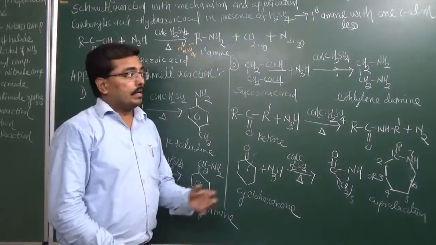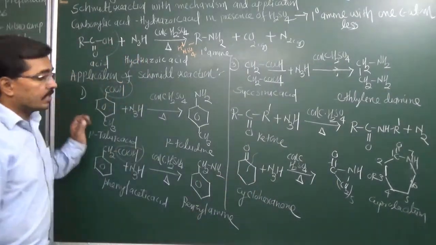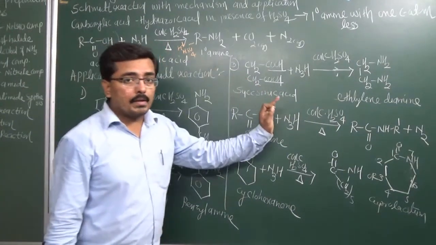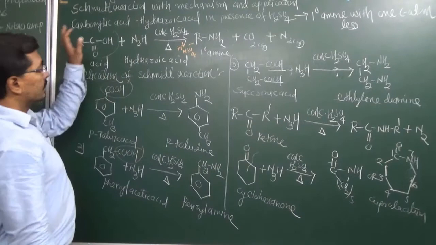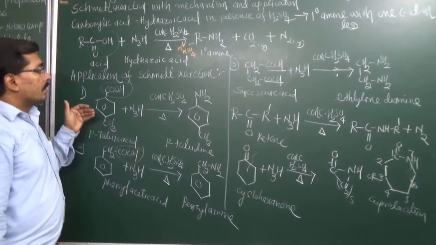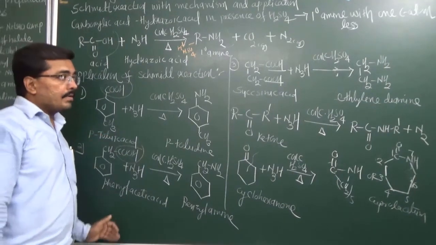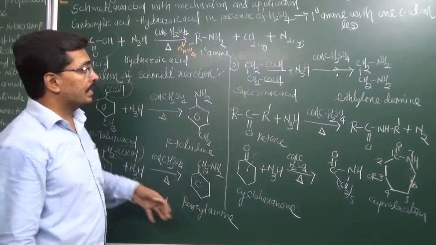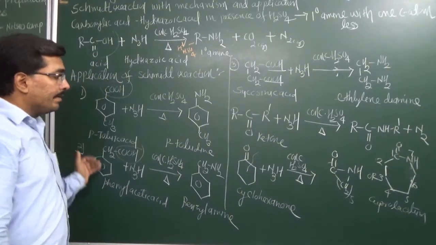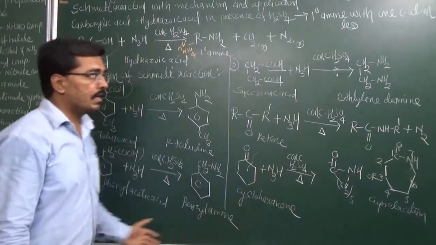So in today's lecture we have studied how a carboxylic acid can be converted into a primary amine. This reaction is known as the Schmidt reaction. In the Schmidt reaction, a carboxylic acid is converted into a primary amine having 1 carbon atom less. It has a specific mechanism, and if you know it, then you can write different products based on these applications.